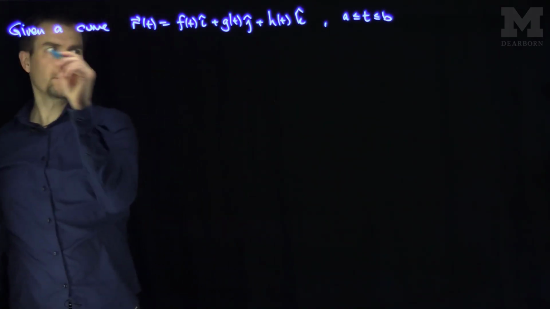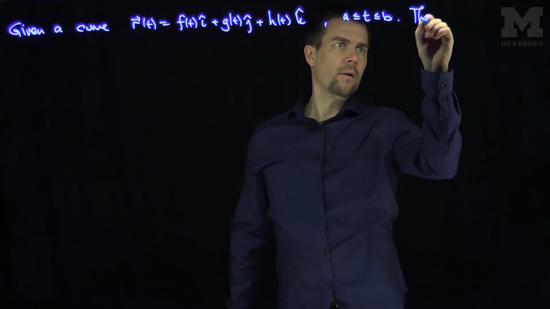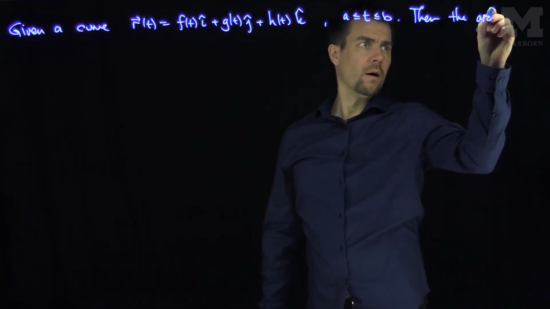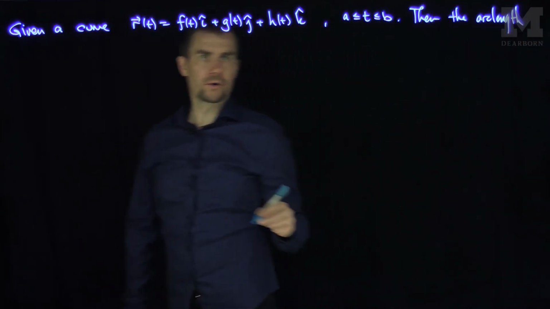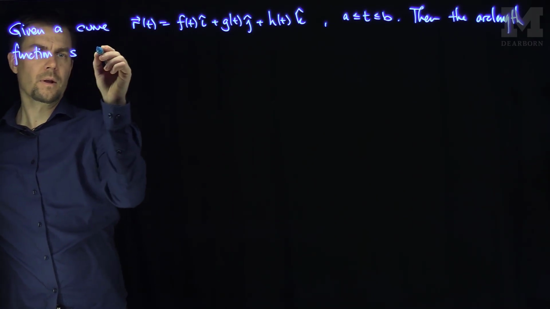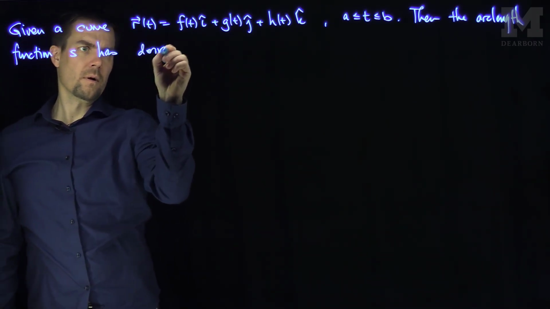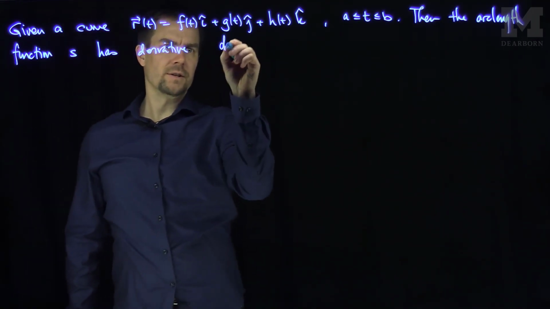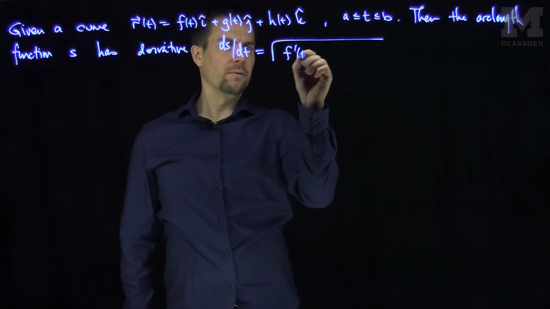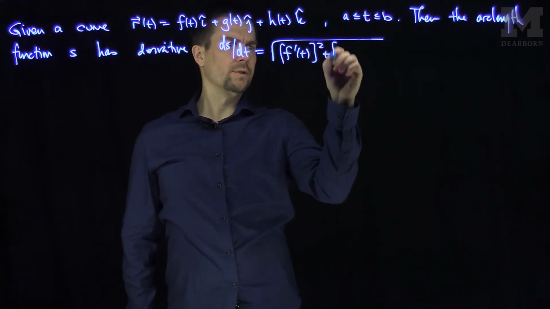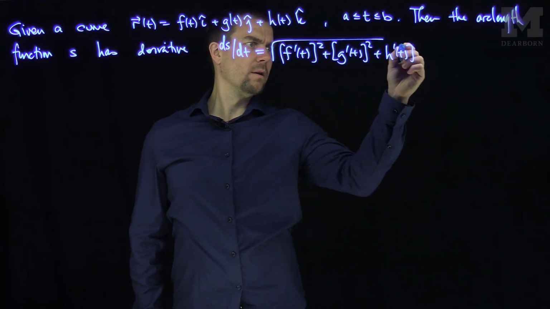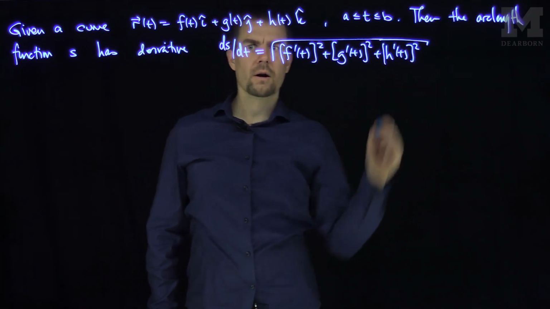So we know that the arc length function s has derivative ds dt, which is the square root of f prime of t squared plus g prime of t squared plus h prime of t squared. That is our arc length derivative.